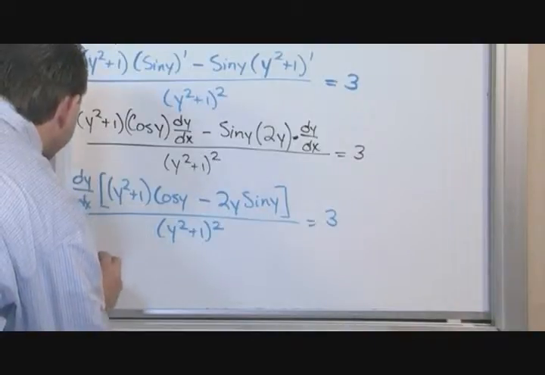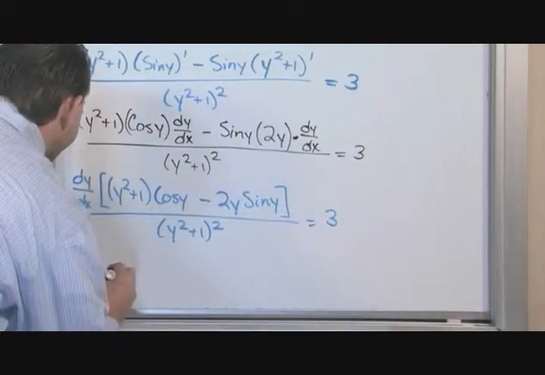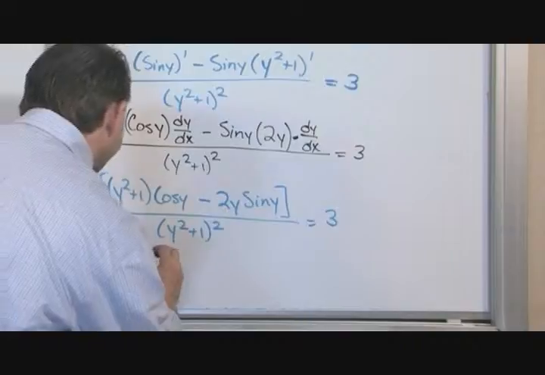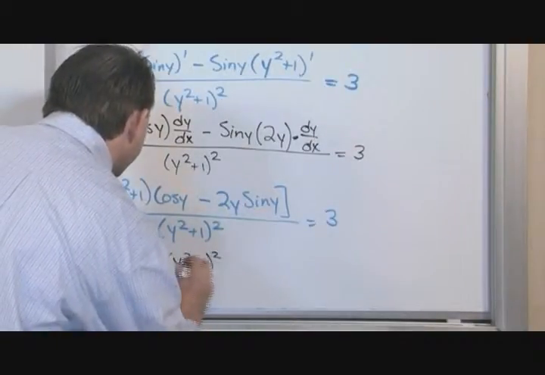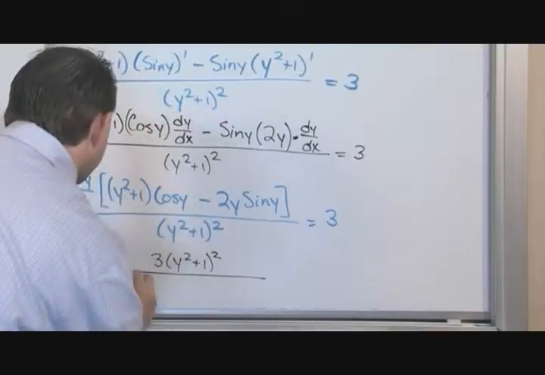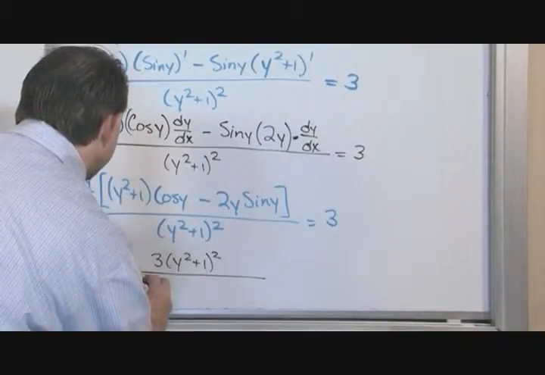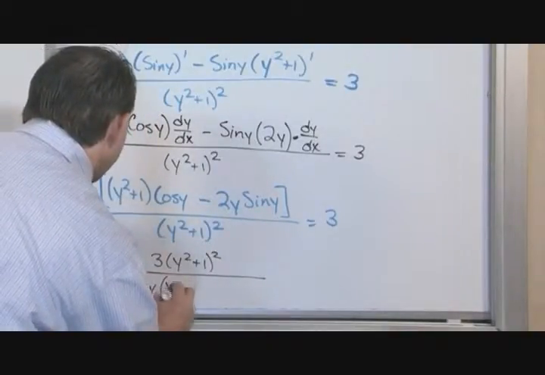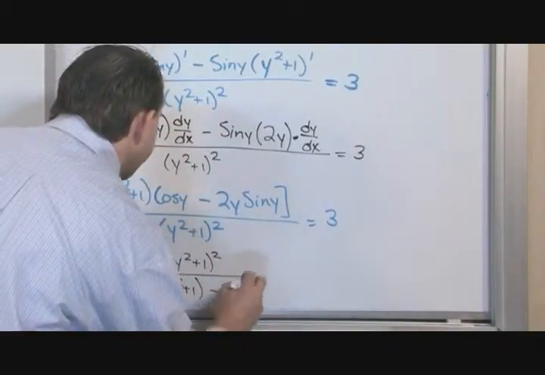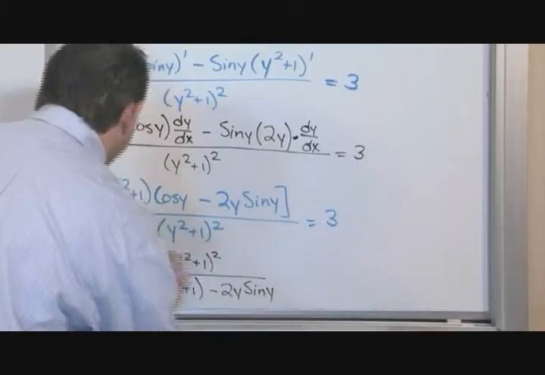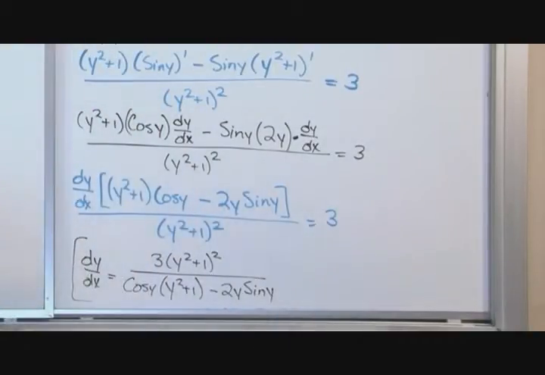dy/dx is equal to 3y squared plus 1, squared, over cosine of y squared plus 1 minus 2y sine y, and that's the answer. So we'll have (3y squared plus 1) squared over cosine(y squared plus 1) minus 2y sine y.